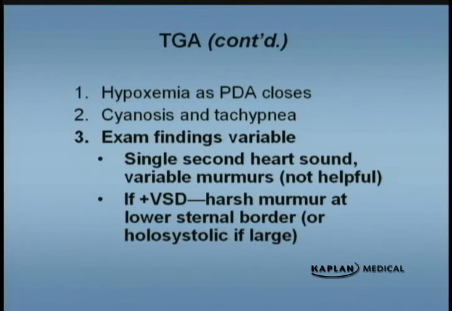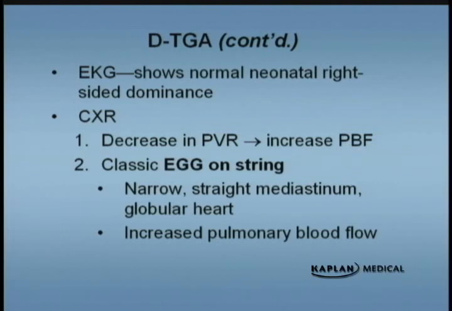As the ductus closes, they're going to get worse. And on physical exam, many times you hear a single second heart sound. If there is a VSD, you will hear the harsh murmur of a VSD. The best test, obviously, is going to be an echocardiogram, but an EKG can show some right-sided predominance, which may not be too dramatic. The chest X-ray will show an increase in pulmonary blood flow and an enlarging heart.